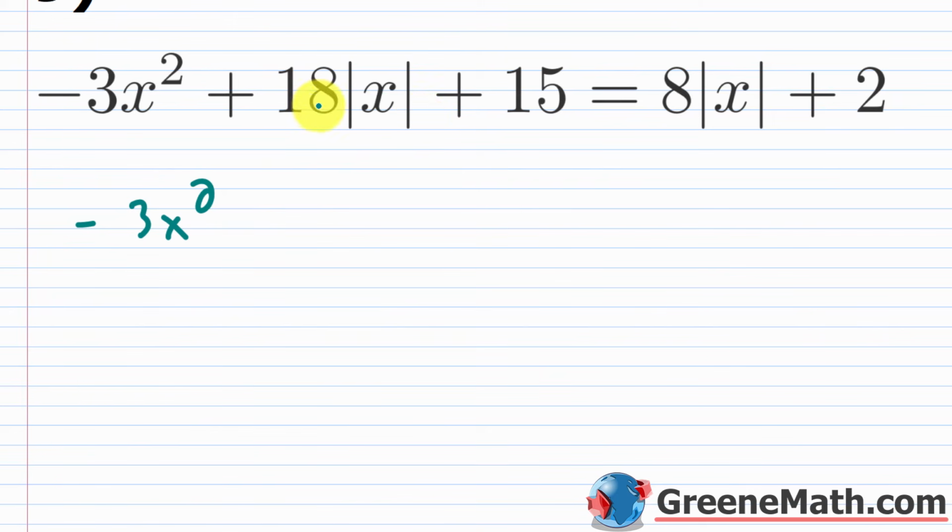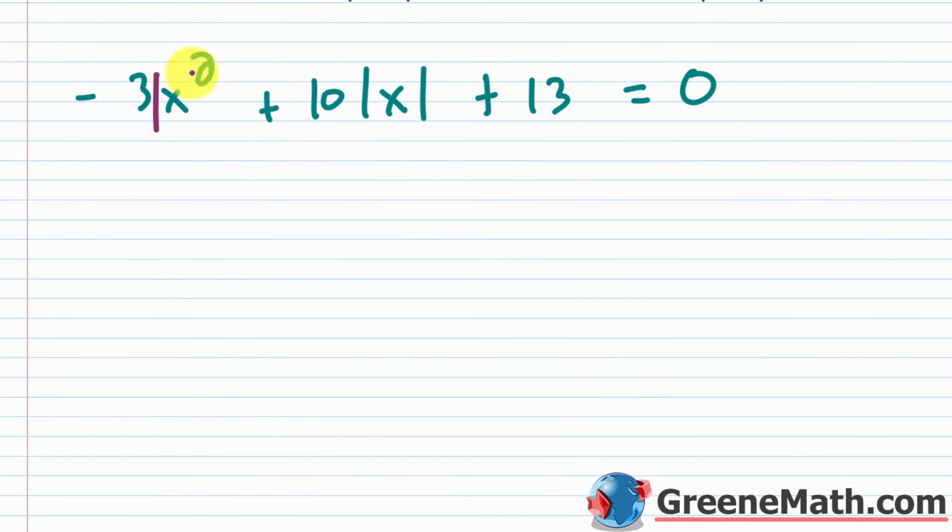So if I have 18 times the absolute value of x minus 8 times the absolute value of x, that's going to be 10 times the absolute value of x. Then basically if I subtract 2 away from each side, this is going to be 15 minus 2, which is 13. So plus 13, and this equals 0. Okay, so that's a simpler form. If you want to do the substitution first, you can do that and then simplify. Again, doesn't matter. So what I'm going to do is actually just replace this like this.